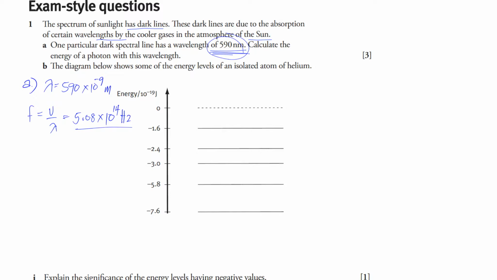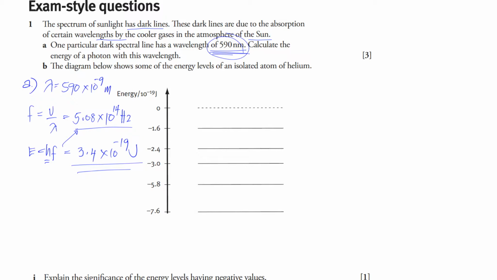Now let's go to energy. Energy is equal to hf. h is a constant, Planck's constant, so we have no problem using the formula. Your f is calculated. The answer is 3.4 times 10 to minus 19 joule. So this is now the energy of the photon.